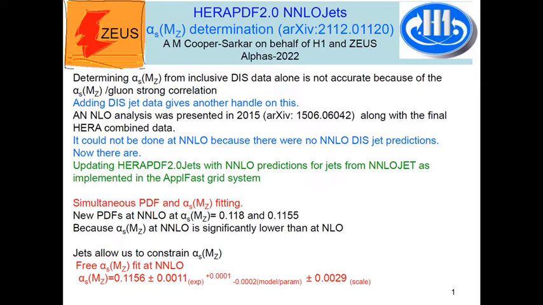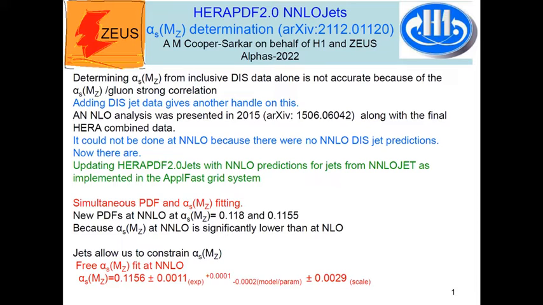In fact, we did an analysis of this at next to leading order when we presented the final HERA combined data in 2015. But at that time, this was the one part of the analysis that we couldn't take up to next to leading order, because there were no such predictions for jets in deep inelastic scattering. And now there are. And in fact, it's been a bit of a long road.